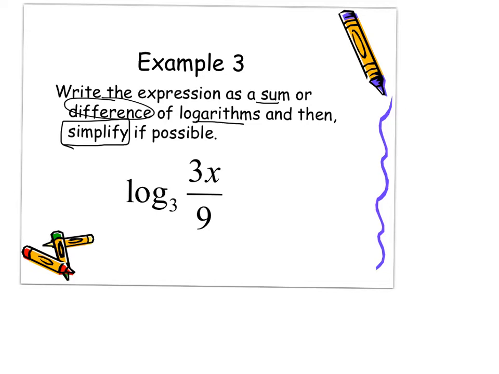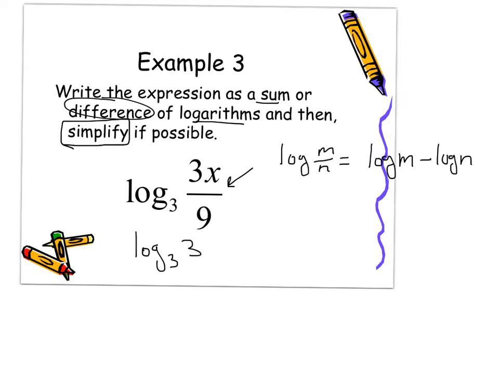So the log property that we're going to use here is I see the division symbol, so I know that a log of any base where there's numbers being divided is the same as the log of the numerator minus the log of the denominator. So I'm going to go ahead and apply that to this problem. So that means log base 3 of 3x minus log base 3 of 9.